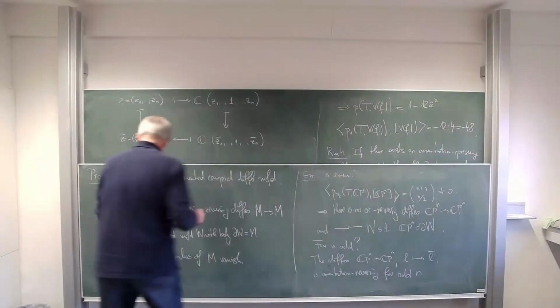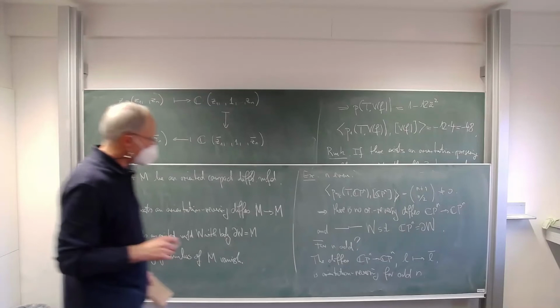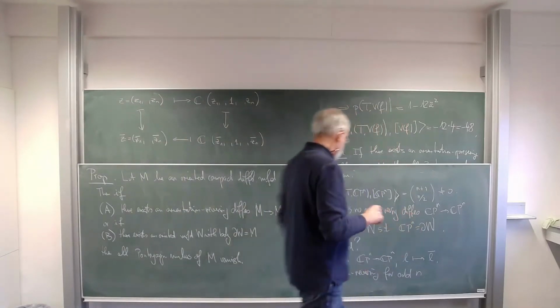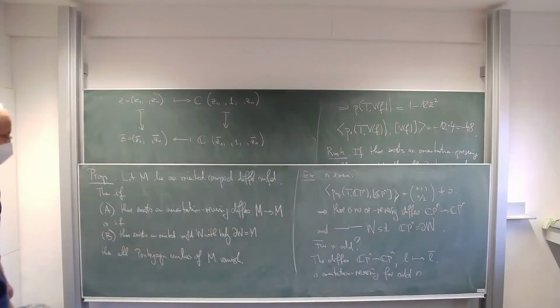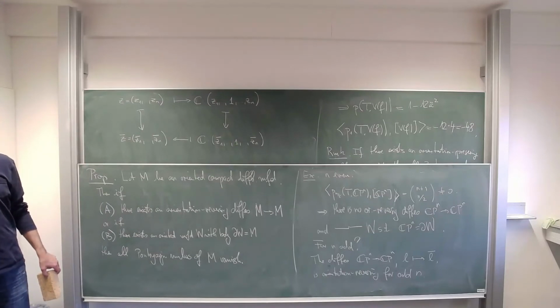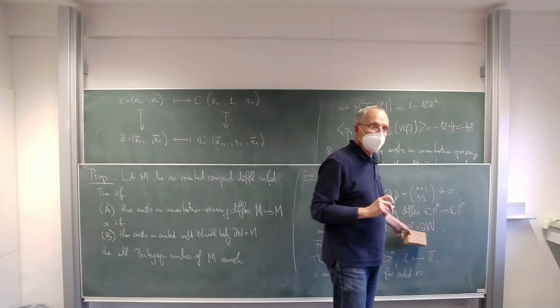Is CP^n oriented bounding? Does it bound? For even n, it does not bound, because of this proposition: we do have a non-trivial Pontryagin number, so it cannot bound. How about odd n? Does CP^n bound when n is odd?